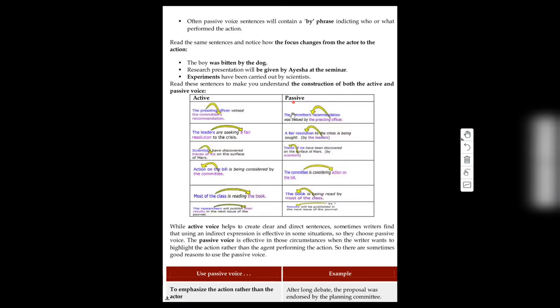While active voice helps to create clear and direct sentences, sometimes writers find that using an indirect expression is effective in some situations. So they choose passive voice. The passive voice is effective in those circumstances when the writer wants to highlight the action rather than the agent or actor performing the action.